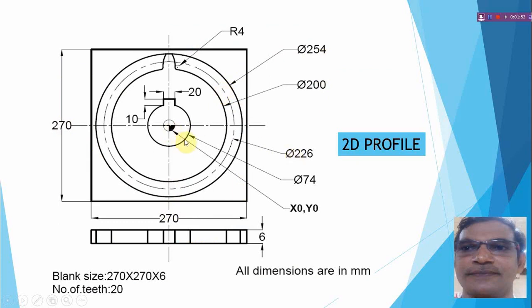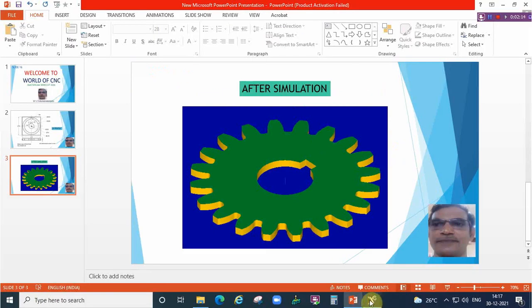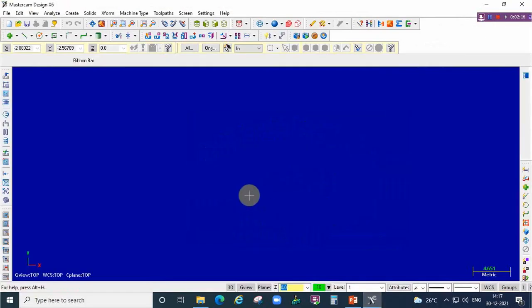The inner circle for key slot is having 74 mm diameter. Key slot height will be 10 mm. Width will be 20 mm. Now we will see the software itself. If you open the software, the screen will be like this.